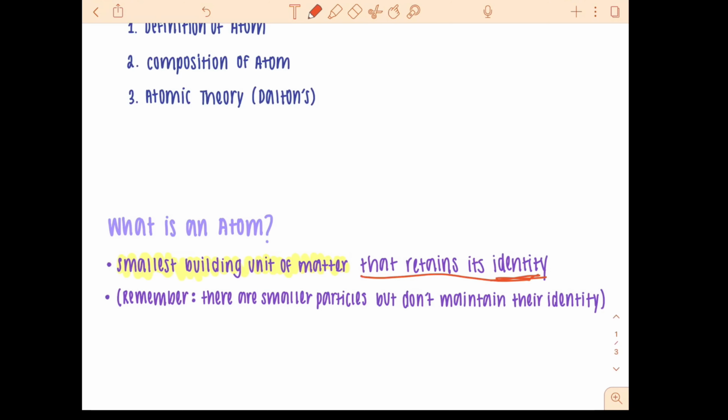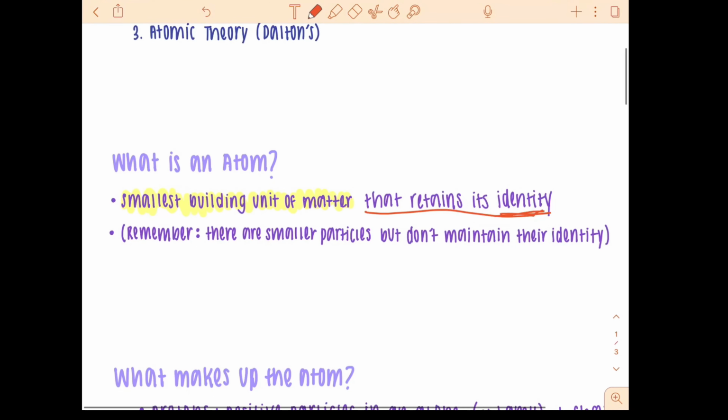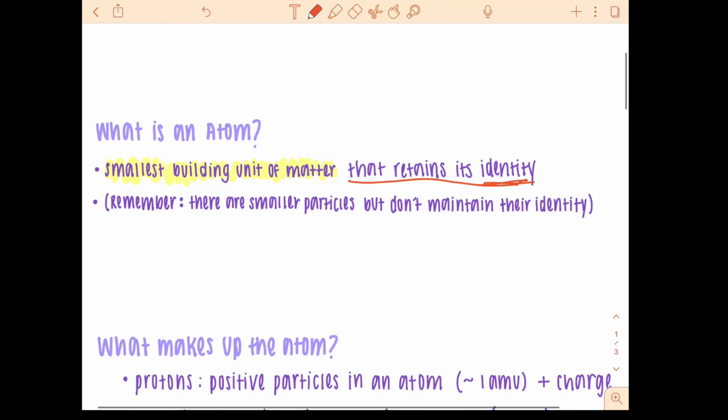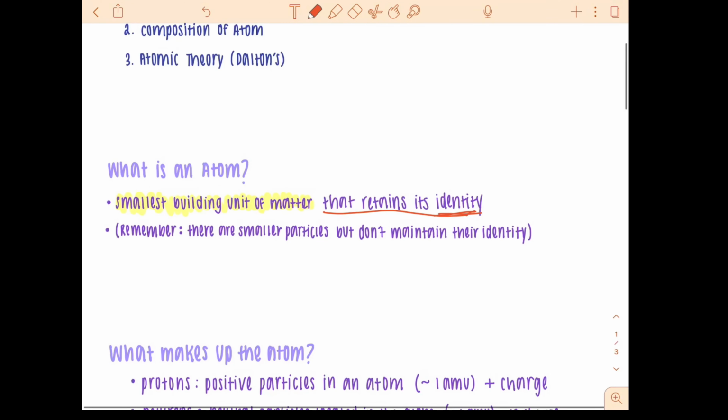And so what really makes up this atom? So we have protons, which are the positive particles in the atom, weighing around 1 atomic mass unit. And so an AMU is just the measurement that we use for particles, the weight measurement, right? And so it has a positive charge. It's the positive particles in the atom.